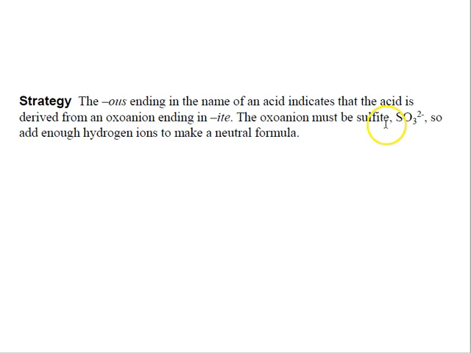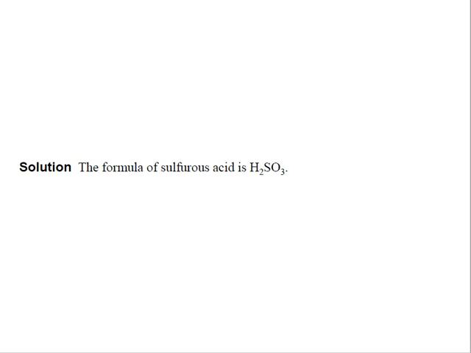The oxoanion must be sulfite, which is SO3 2-, so add enough hydrogen ions to make this neutral. So these are not charged. Our two situations would either be sulfite versus sulfate. Sulfite is the lower and sulfate is the higher. The formula here, to neutralize the -2 charge, we need two hydrogens. So we have H2SO3 is sulfurous acid. Sulfuric acid would be H2SO4, so it would have one more oxygen.